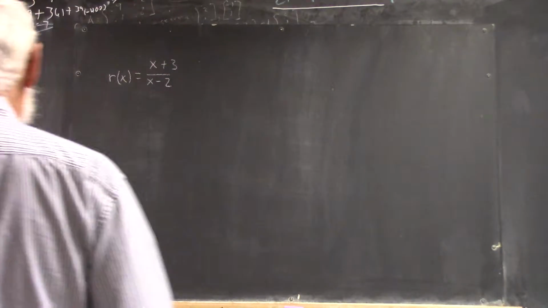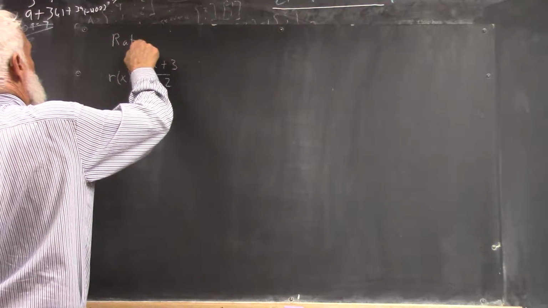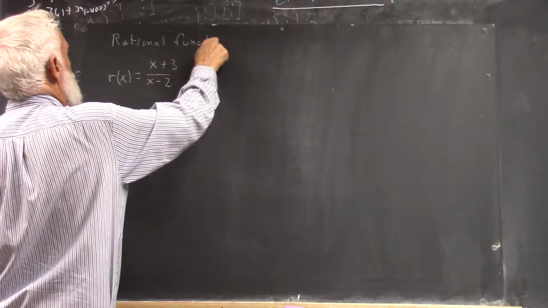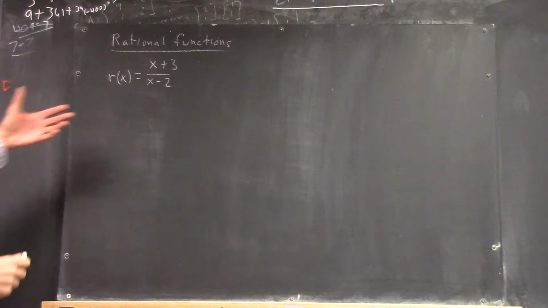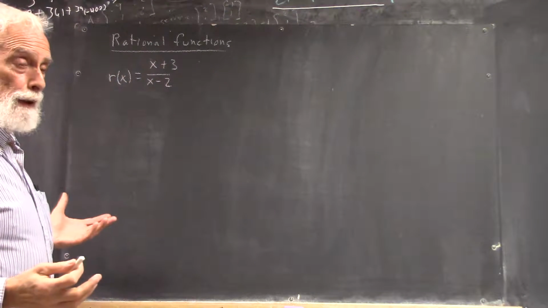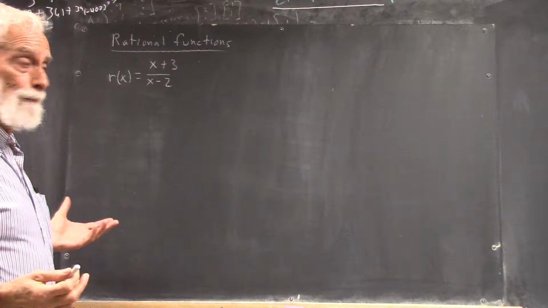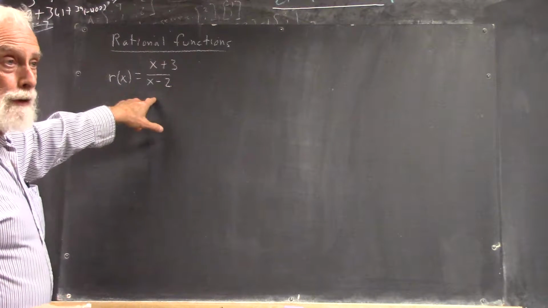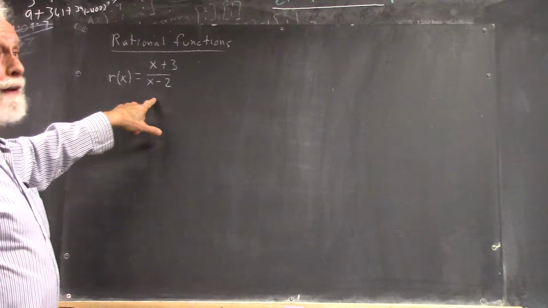Okay, here's a very simple rational function. Can you tell me what the zeros of this function might be? Does it have any zeros? 2 and -3. Okay, actually 2 is not a zero. 2 is a zero of the denominator, and that's important. But it's not a zero of the function.